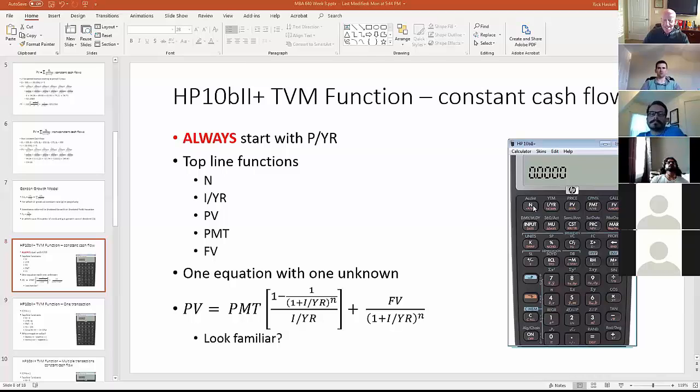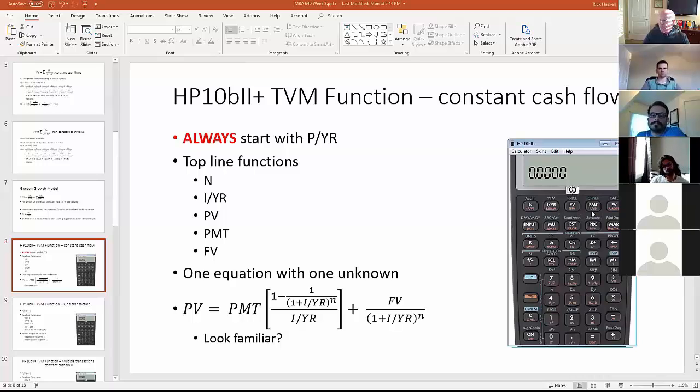So the N is the actual number of periods of time. The I divided by YR is the annualized interest rate regardless of the number of periods of time, and it's expressed as a percentage, not as a decimal equivalent.